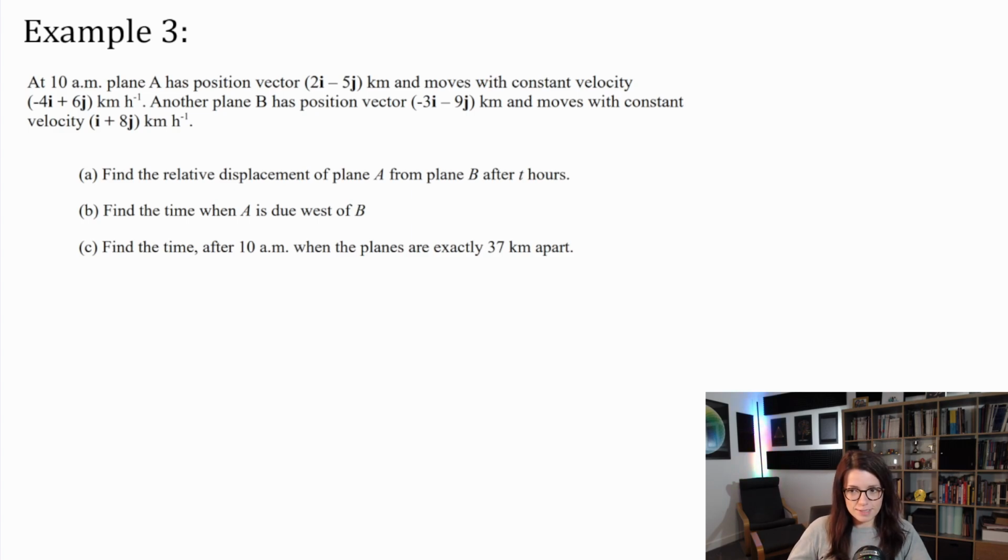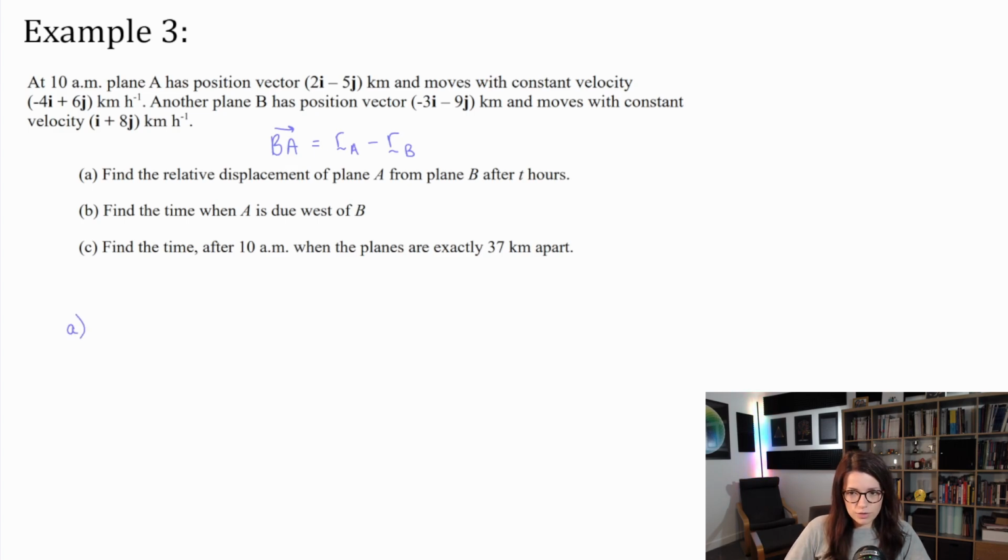Now, relative displacement of plane A from plane B, you can think about that as wanting to go from plane B to plane A. In terms of position vectors, that's actually going to be rA minus rB. So the position vector of plane A minus the position vector of plane B, both of which are at t hours.